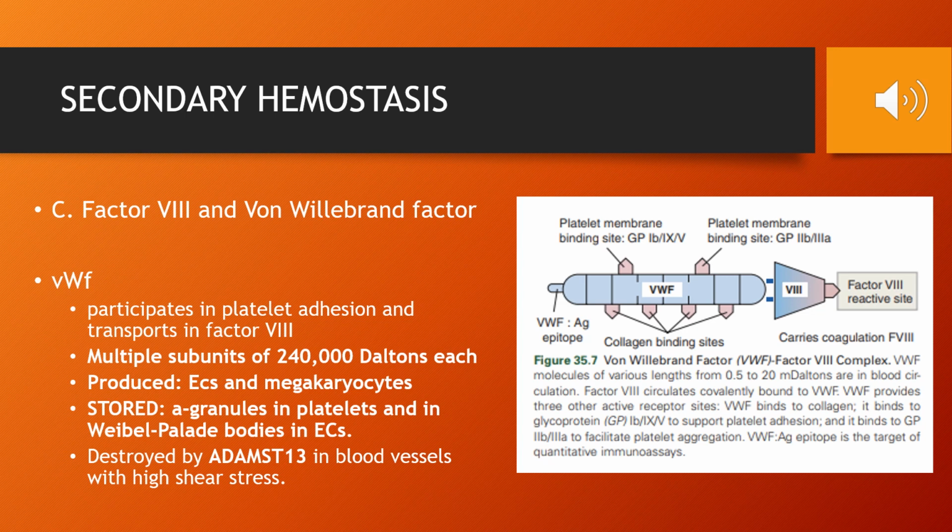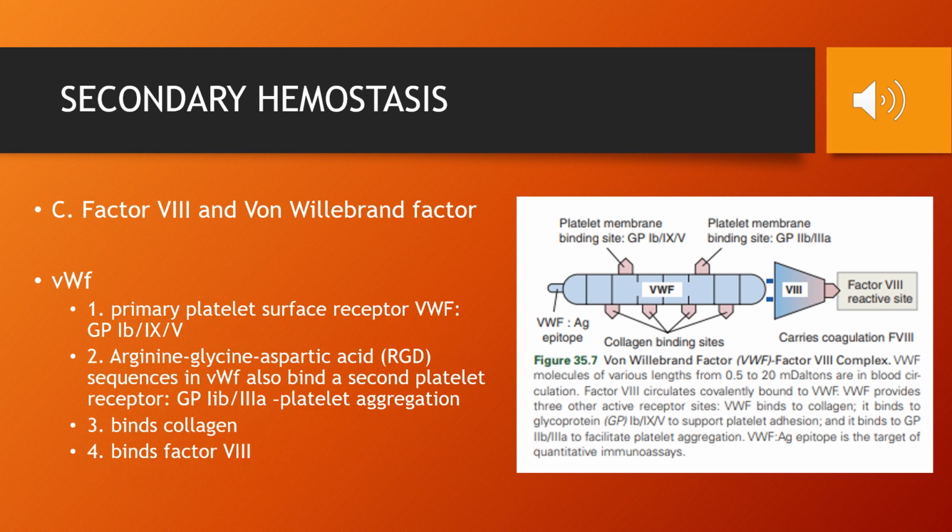So the molecules are released from storage into the plasma where they are normally degraded into smaller multimers by ADAMTS13, which is a von Willebrand factor cleaving protease. So this occurs in blood vessels with high shear stress. So in cases like TTP, or thrombotic thrombocytopenic purpura, where there is an inherited or acquired defective ADAMTS13 enzyme activity, this is associated with ultra-large von Willebrand factor multimers in plasma that would result in platelet aggregation and microvascular thrombosis.